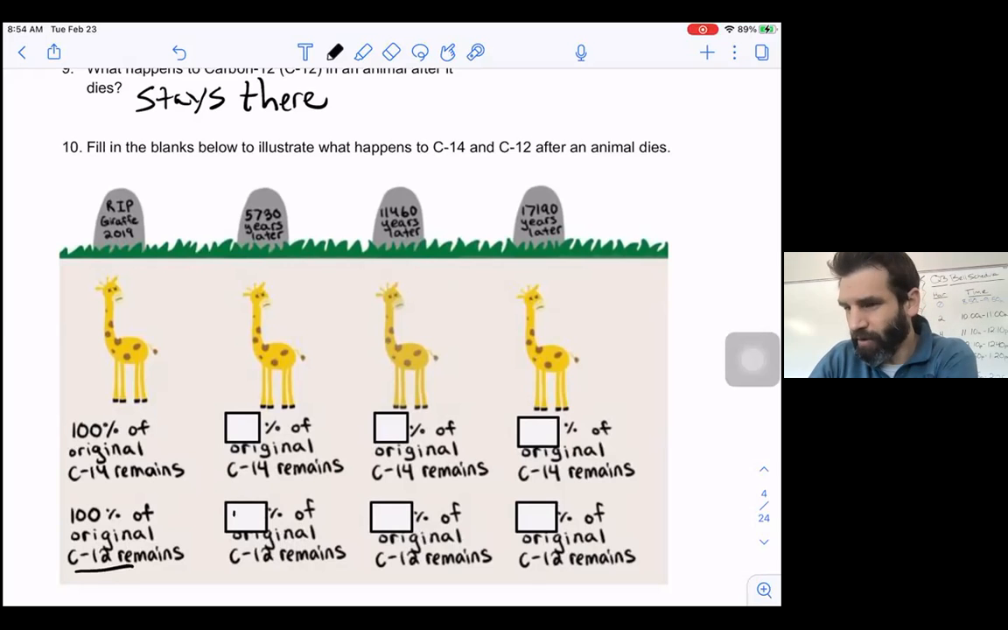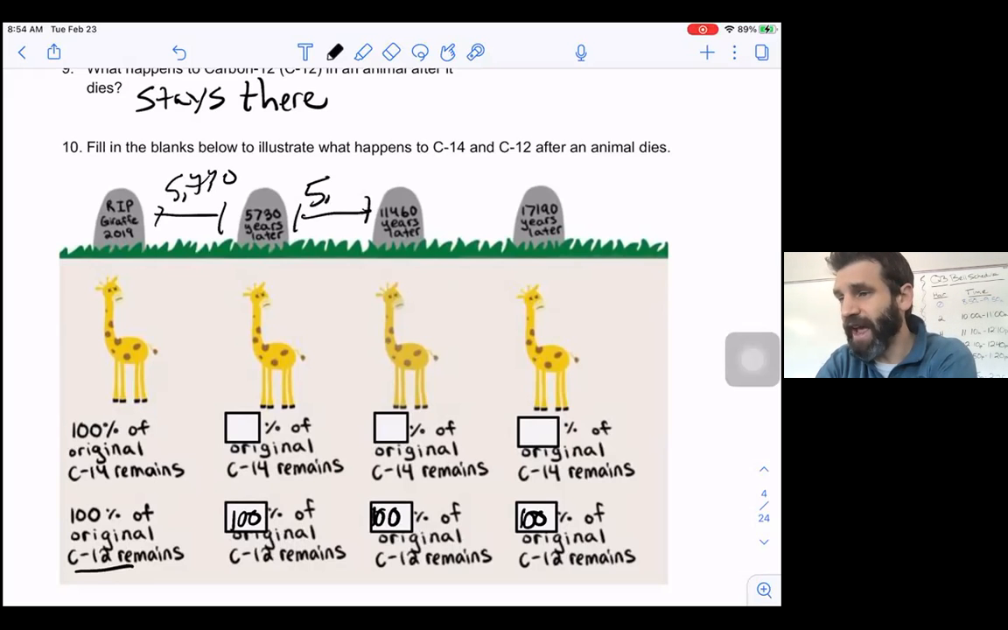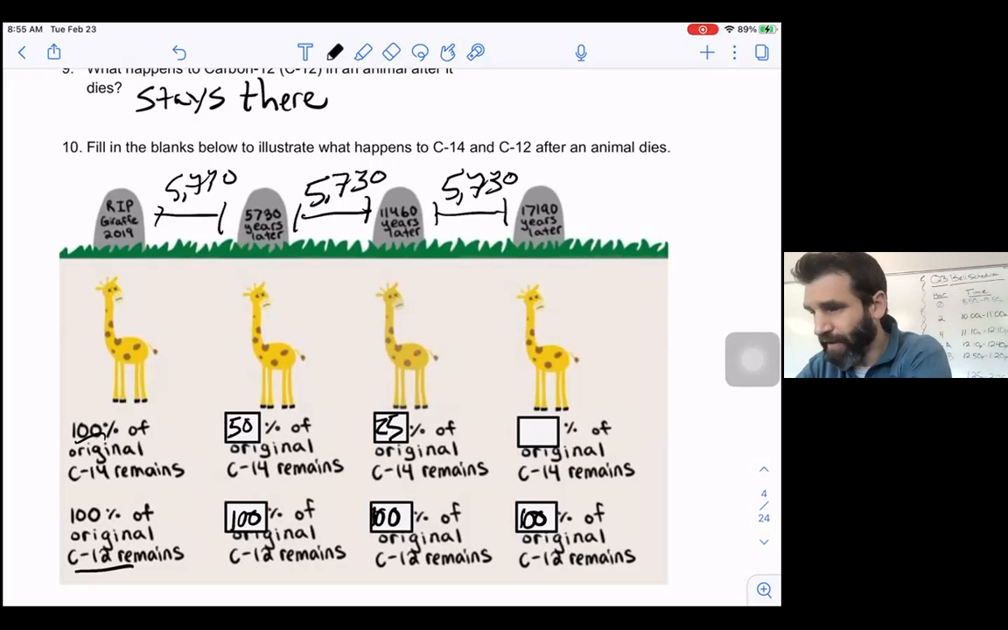So the carbon-12, we're going to say, doesn't change at all. And now, again, that's a little bit of an oversimplification, but for our purposes, that's fine. Carbon-12 stays there. And every 5,730 years, we lose half of the original carbon-14. So we go from 100 to 50, from 50 to 25, and from 25 to 12.5%.